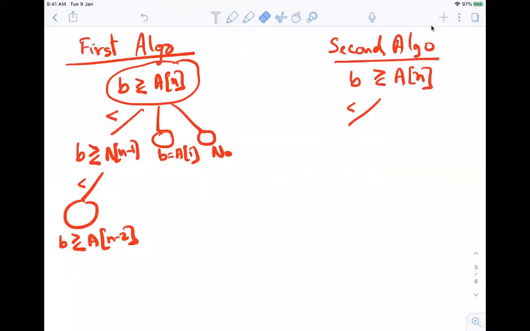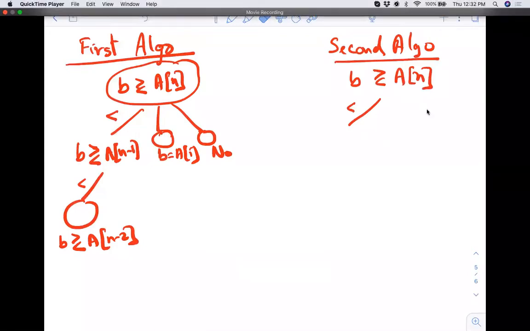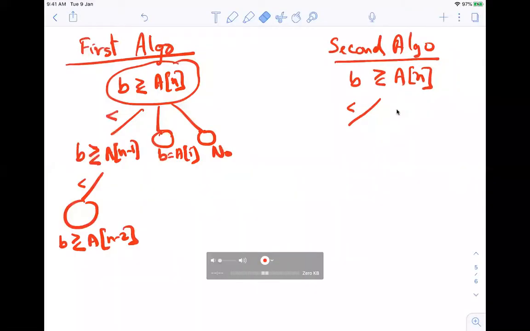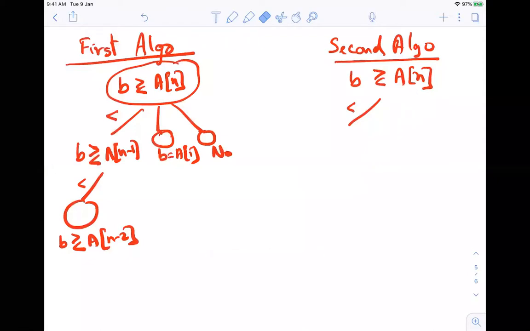Sorry. Let me give you two examples. Here is the first algorithm. I have two algorithms. The first algorithm takes B and compares it with the last element. B compared to the last element. If it is less than, then it compares B with the last but one element.